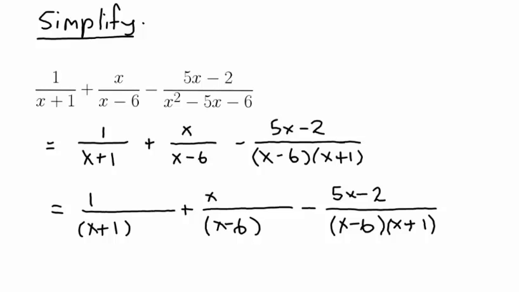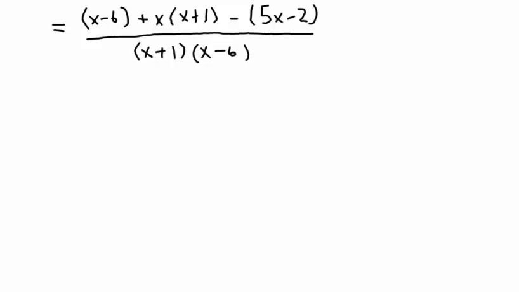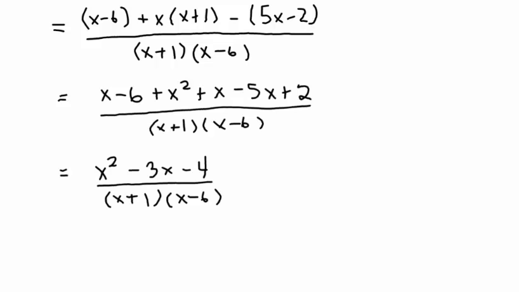We note that the first rational expression needs the factor x minus 6, so let's add that in. The second rational expression is going to require the factor x plus 1, so let's add that in. And now we can add our numerators up to get the following expression. And expanding through and simplifying the numerator, we get the following: x squared minus 3x minus 4 over our common denominator x plus 1, x minus 6.